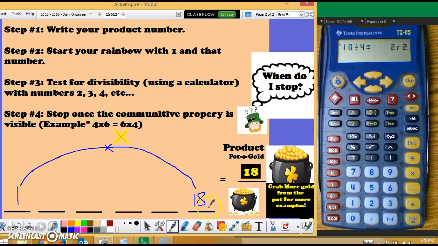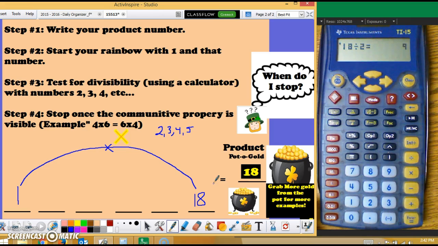But this is not a prime number because it's even, so I need to test for divisibility. That's step 3. I can test numbers like 2, and 3, and 4, and 5. Many students actually like to test all the way up to 9. So let's clear our calculators and start testing the divisibility of 18. I need to type in the large number first, then divide it by 2 to test for the divisibility of 2. And because I have an exact whole number of 9, that means that 2 and 9 are the factors. I place 2 on this. I continue my rainbow by connecting it to the 9 over here.